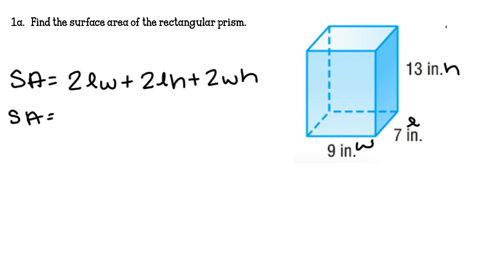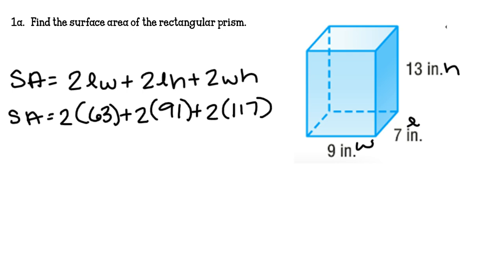So when I take length times width, that's 7 times 9, which is 63, plus 2 times the length times the height, which is 7 times 13, which is 91, plus 2 times the width times the height, which is 9 times 13, which is 117. Take 2 times 63, you get 126. 2 times 91, and you get 182. And 2 times 117, and you get 234.